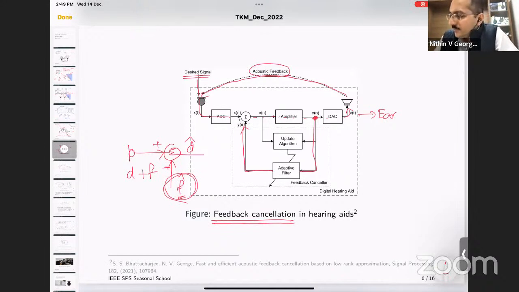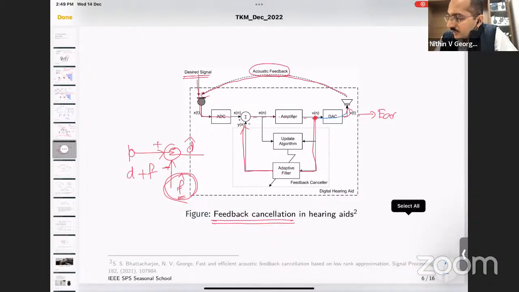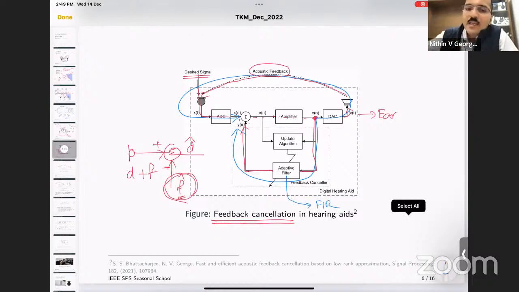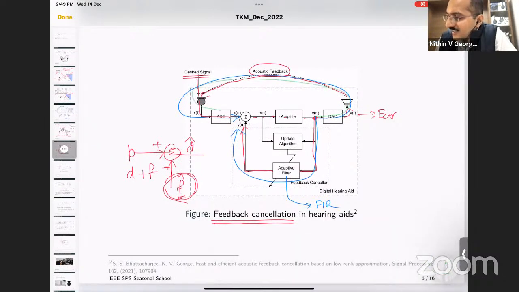I can create F cap if the characteristic of this path from here until here is similar to this from here until here, or this filter I have written over here as adaptive filter, suppose it is an FIR filter. If the behavior of this filter is similar to the upper blue path, or the transfer function is similar to the upper blue path, now what is going to happen? So I am creating a feedback from here until here. The same input signal is passed through a model of that path.